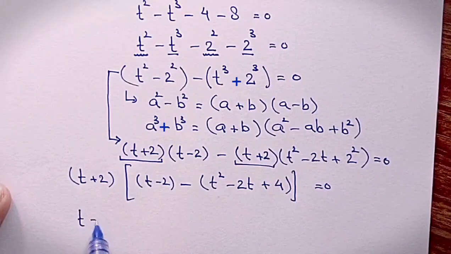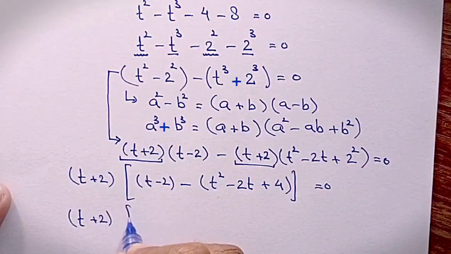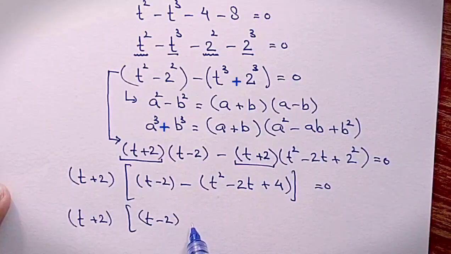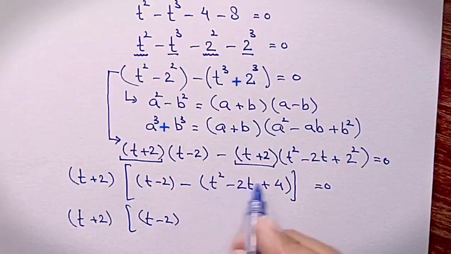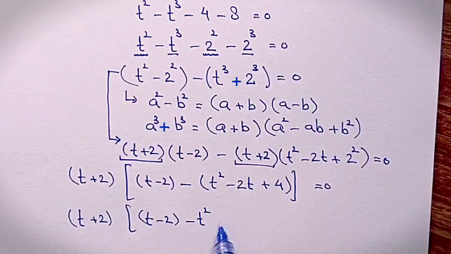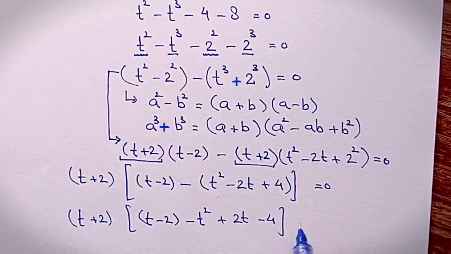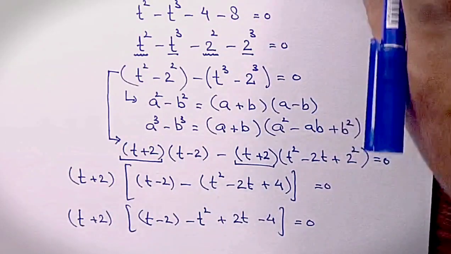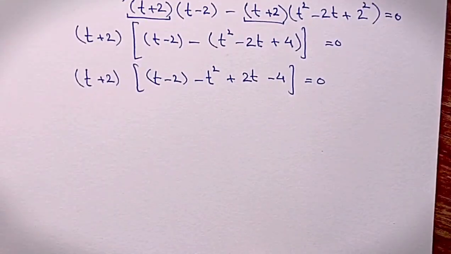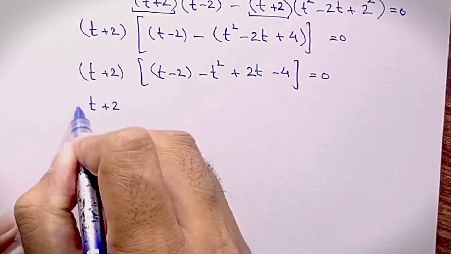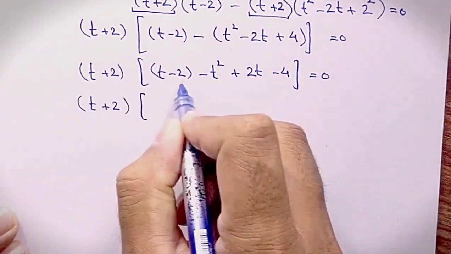Then it will be t plus 2 bracket. Here, open the brackets. It will remain the same, t minus 2. Now open this bracket by negative. It will be negative t squared, minus and minus, it will be plus 2t, minus and positive will be negative 4. Bracket closed equals 0. Then it will be t plus 2, bracket. Here we add the same.